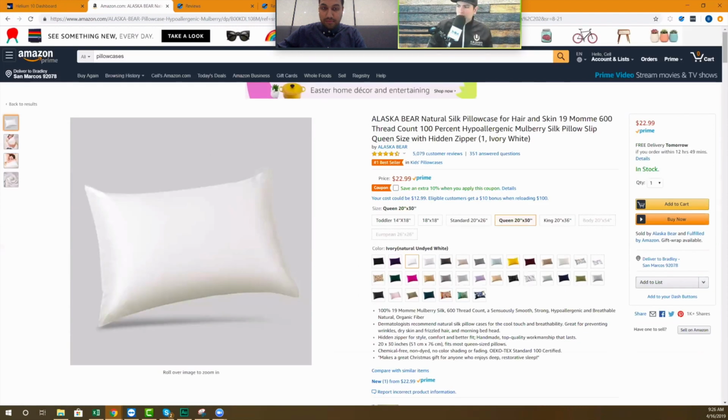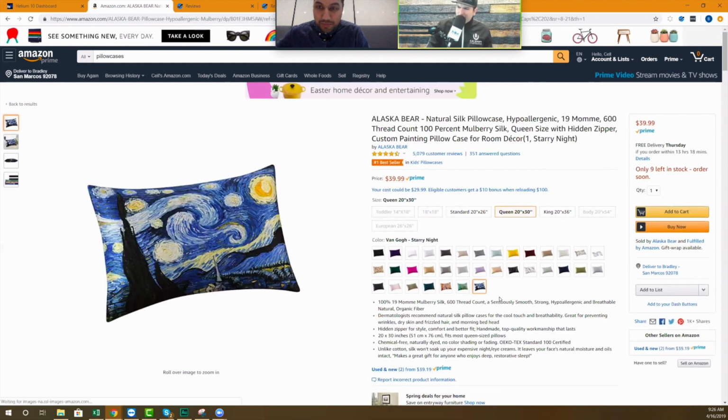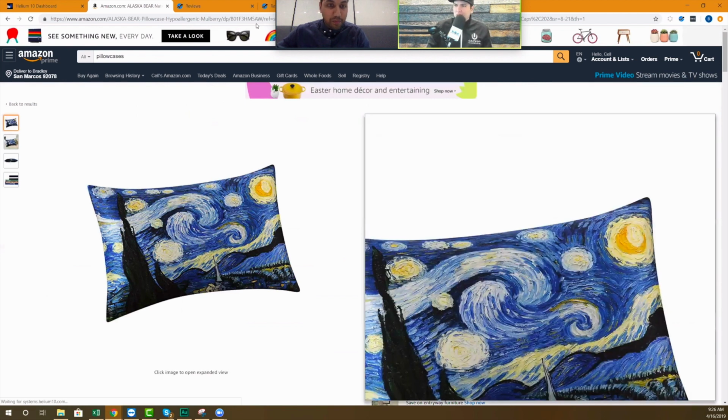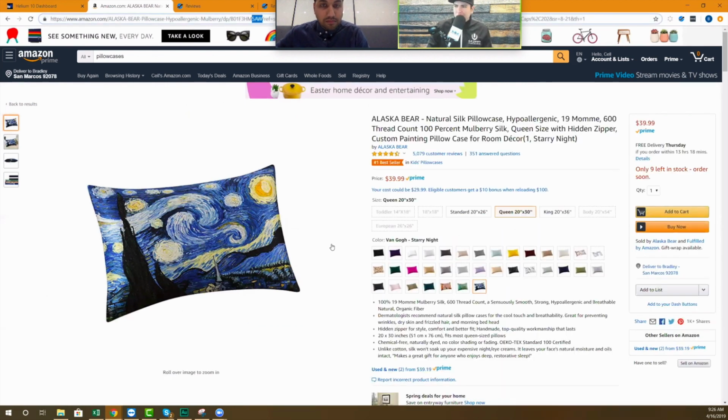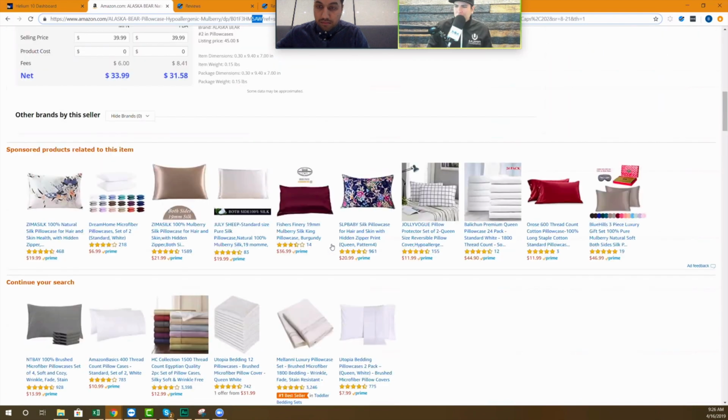Let's go to, well, this looks interesting. Ooh, actually, I like this. Is this a Starry Night? I might have to buy this one. Let's see. Come on, Chrome. Let's go. Ooh, I like that. All right, so now I'm on a different ASIN. You see, this is a different ASIN, 5AW. And let's go down here and take a look.